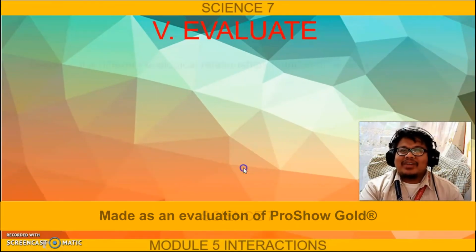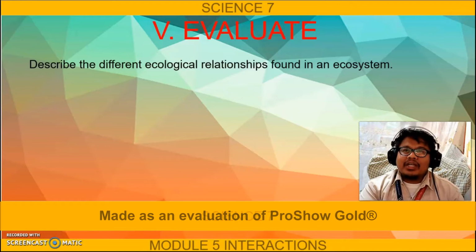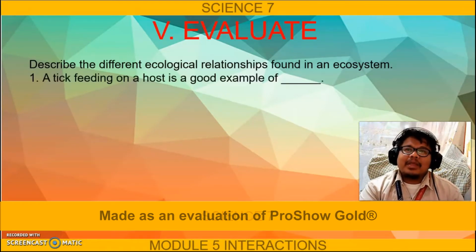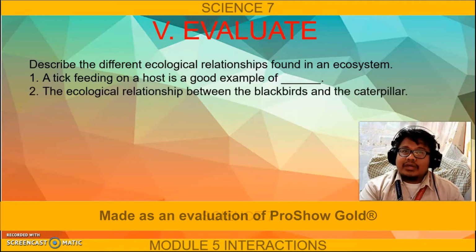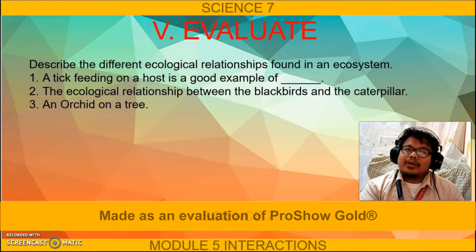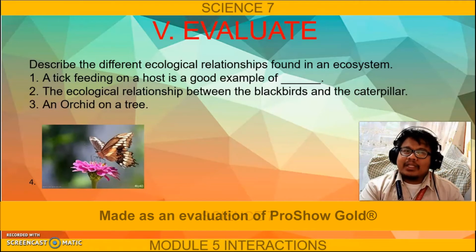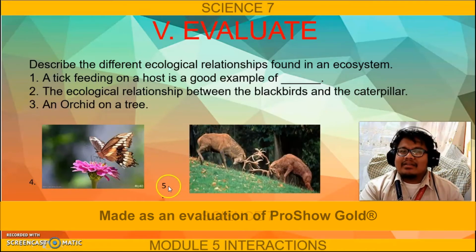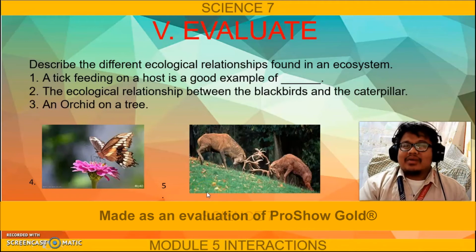Okay, so let us do our evaluation. Describe the different ecological relationships found in an ecosystem. A tick feeding on a host is a good example of what relationship? Number 2, the ecological relationship between the blackbirds and the caterpillars. The 3rd, an orchid on a tree. The 4th one, describe the relationship showcased by the picture, figure 4. And the last one is this one, number 5. Okay, I'll give you enough time to answer our evaluation.